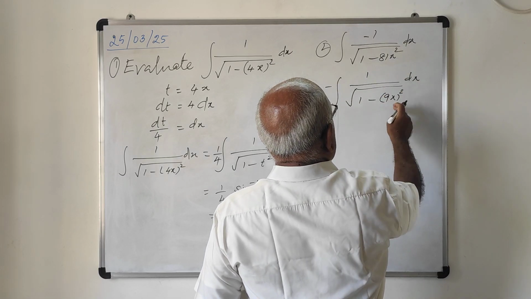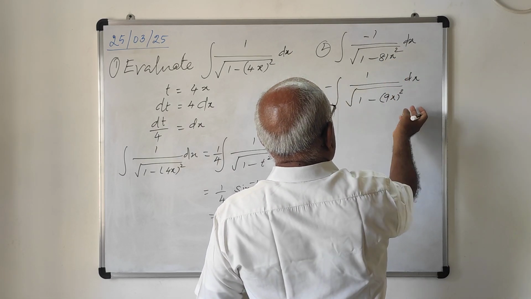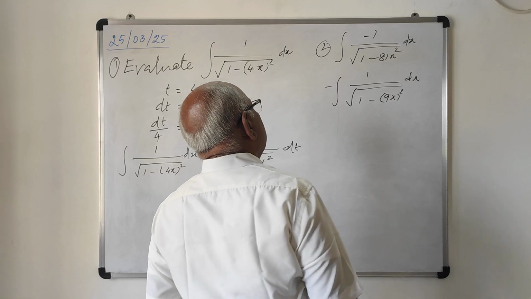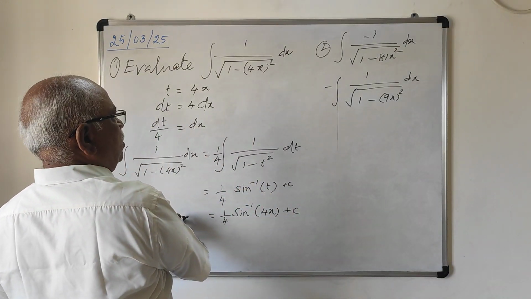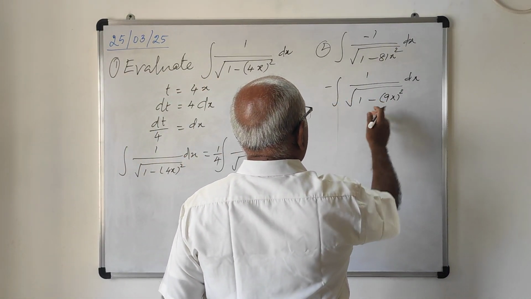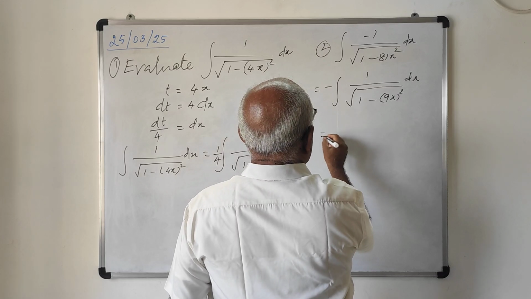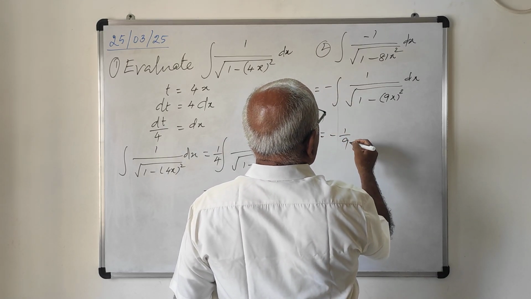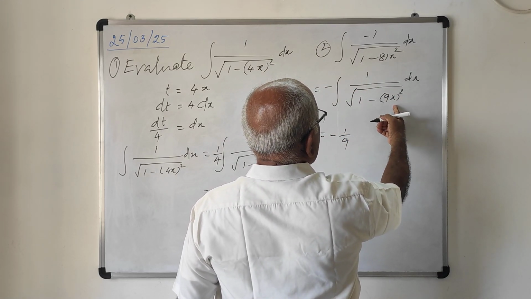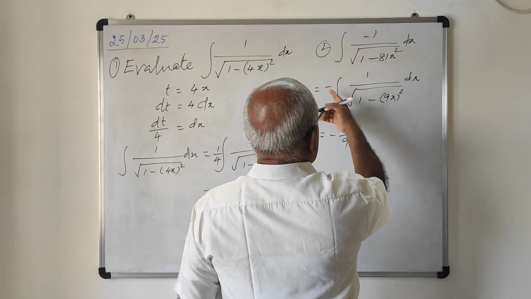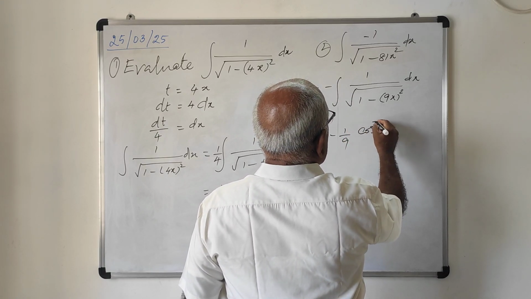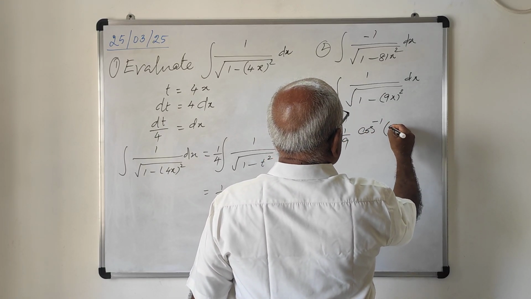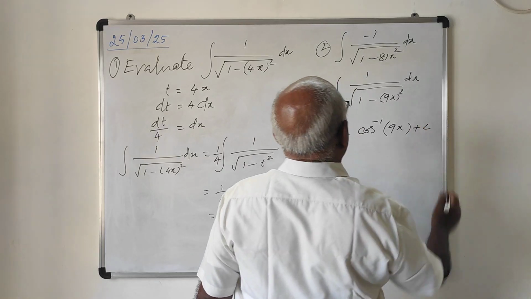9 square is 81x square. So 81x square can be expressed as 9x whole square. As in the case of this problem, you replace 9x by t and 1 by 9. This becomes minus 1 by 9. Integral 1 by root of 1 minus t square is sin inverse, minus sign is there, therefore cos inverse of t is 9x plus c.